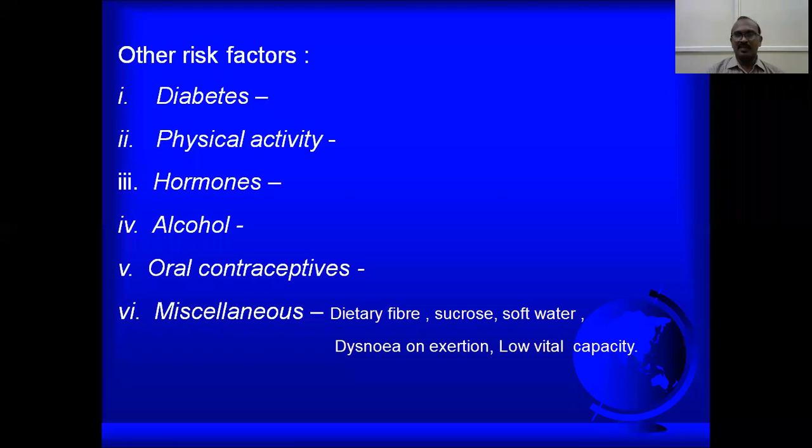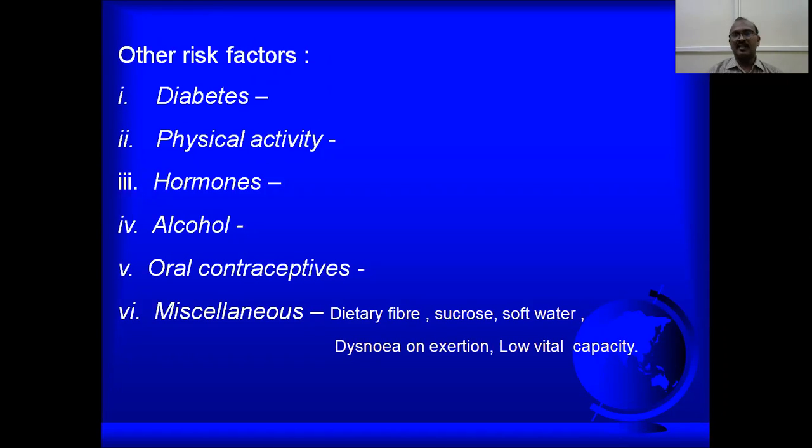Oral contraceptives. It has been found that oral contraceptives are responsible for increased weight gain and increased blood pressure, and they also affect lipoprotein levels, and this is in a way responsible for coronary heart disease. So these are a number of risk factors. These are modifiable risk factors.